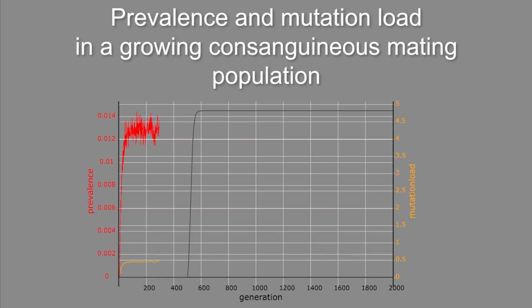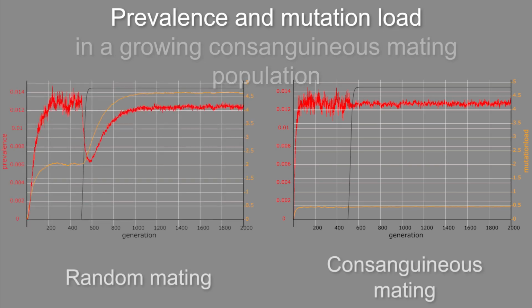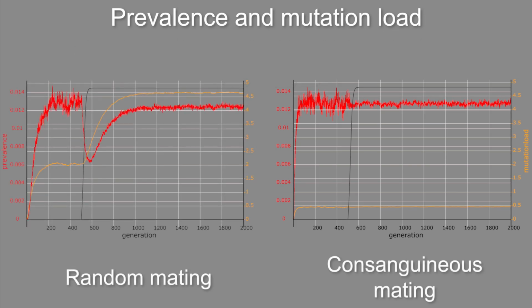The simulation shows no relevant effect of an increasing population size on mutation load and prevalence. Which makes sense, because the choice of possible mating partners does not depend on population size in a consanguineous population. A direct comparison of the two diagrams reveals a huge gap between the mutation loads of the two populations, while the prevalences are the same when the steady state is finally reached.